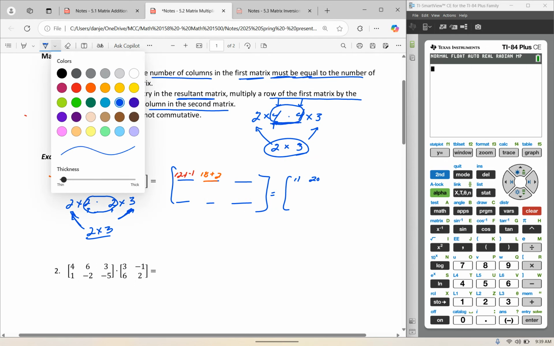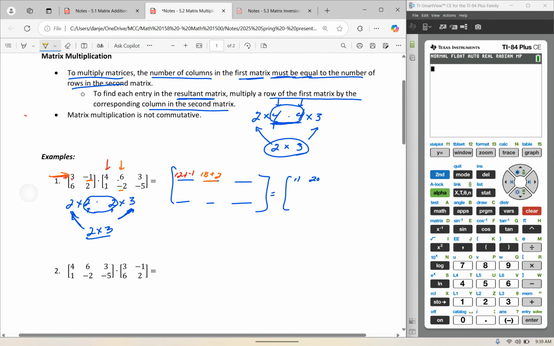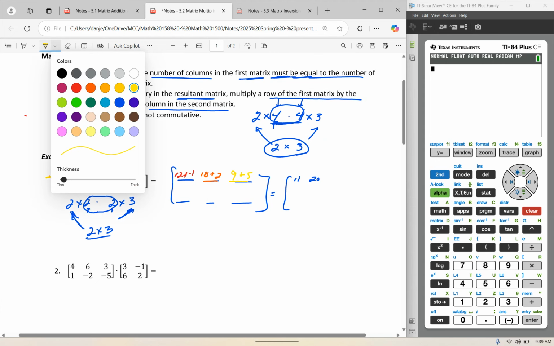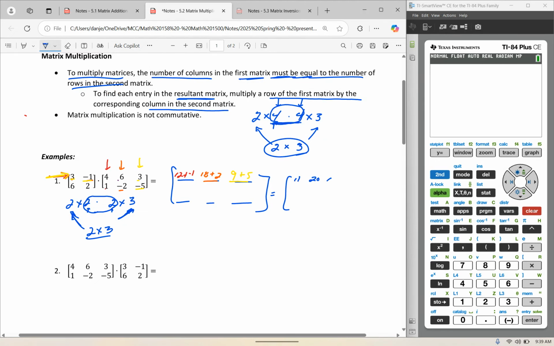To find the element that is in the first row, third column, I'm going to multiply the first row times the third column. So 3 times 3 is 9. Negative 1 times negative 5 is a positive 5, and so we get 14. So now we have the first row of our matrix.